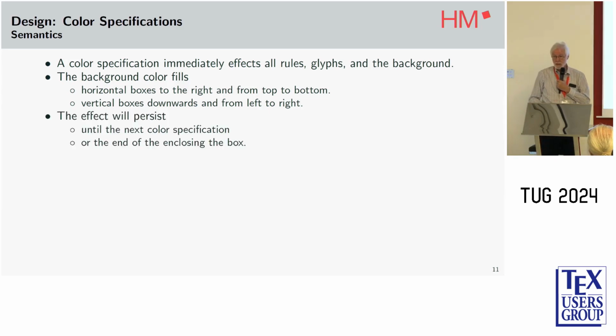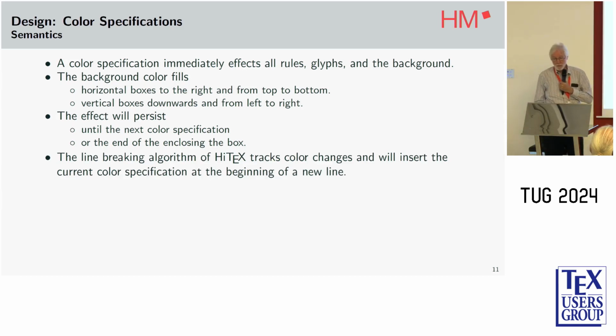The effect will persist until the next color specification or the end of the enclosing box. So with the box, the specification ends. The specifications are local to the boxes. Now, if you have colors local to boxes, you have to do something with line breaking, because you have a paragraph and you say green and you want to have green text. And if you break it into 2 boxes and 2 lines, HiTeX tracks color changes and will insert the current color specification at the end of the line, at the beginning of the new line. So it moves from one box to the next.